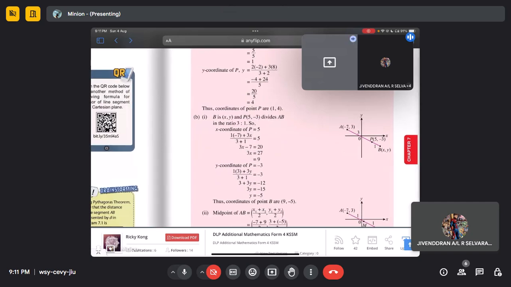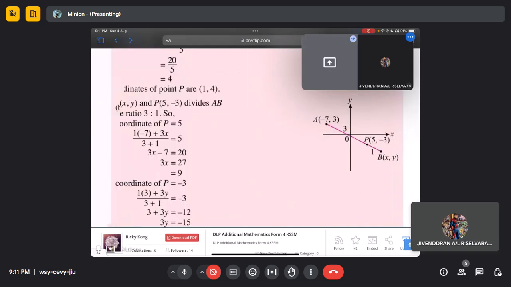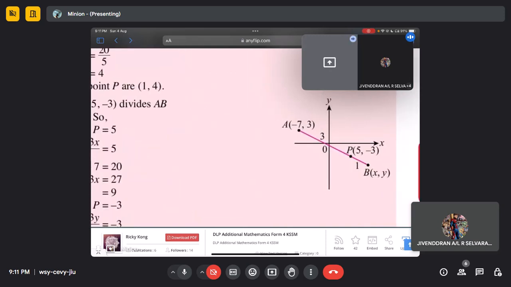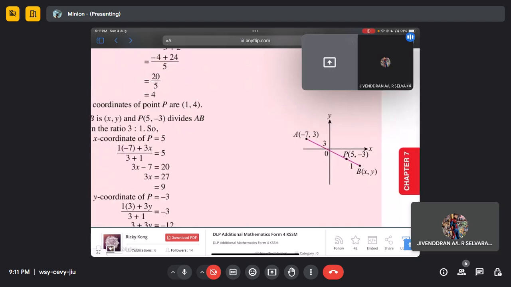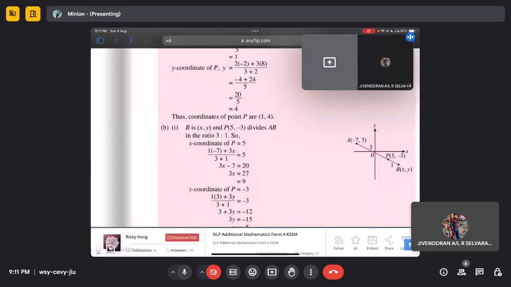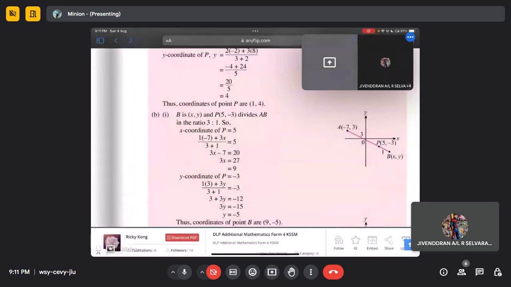B is x, y, and P is 5, -3. Divides AB in the ratio 3:1, ratio must be like M and N. Just now I showed you that, right? So remember that. So x coordinate of P is 5. You can write that x, y. So x is 5 for P, and then y is -3. But focus on x. P equals 5.